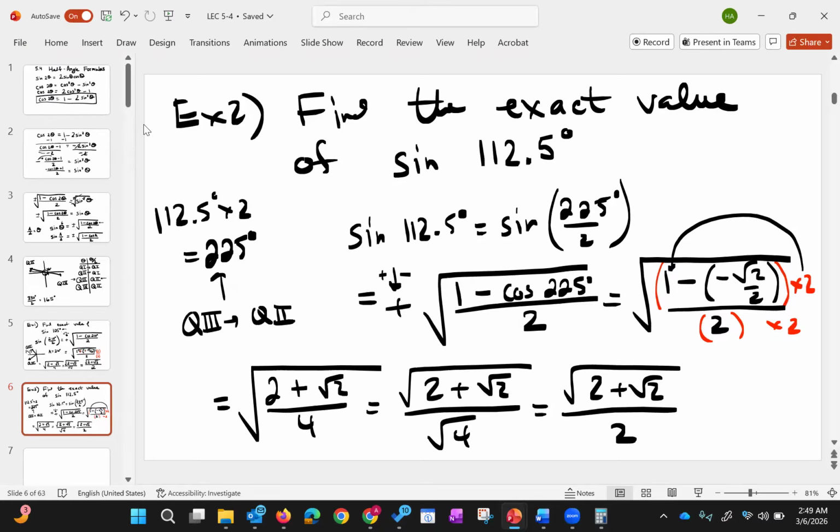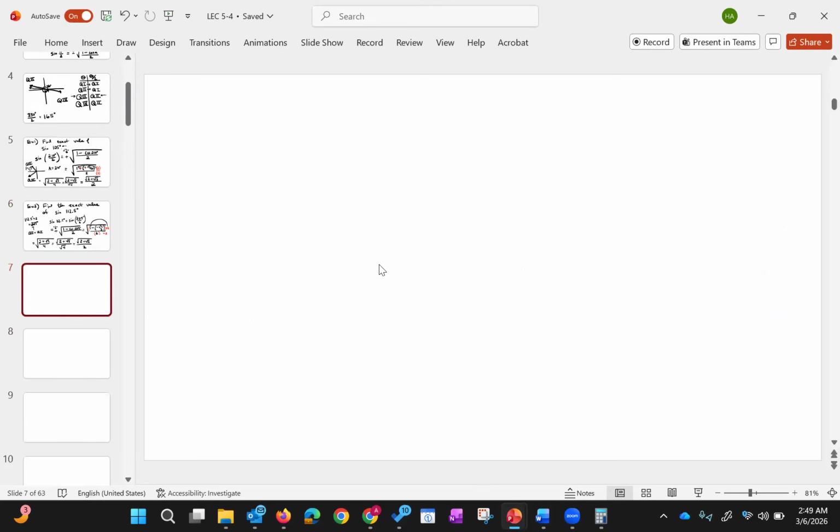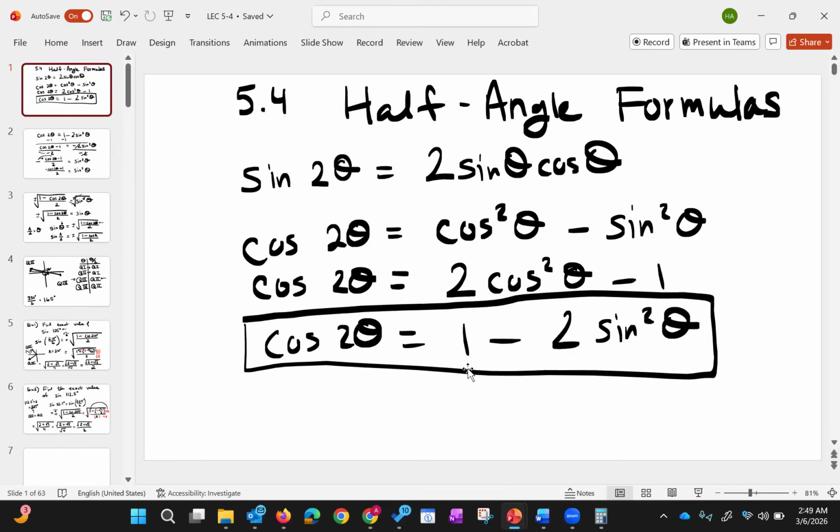Now the question is this: can we make a cosine formula for halving the angle? Maybe. Let's go back to our first slide again. The question is, which formula should we choose to make a half angle formula for cosine? It's this one, right? It's the next one up. This one. So what we want to do here is solve it for cosine. Let's rewrite it.